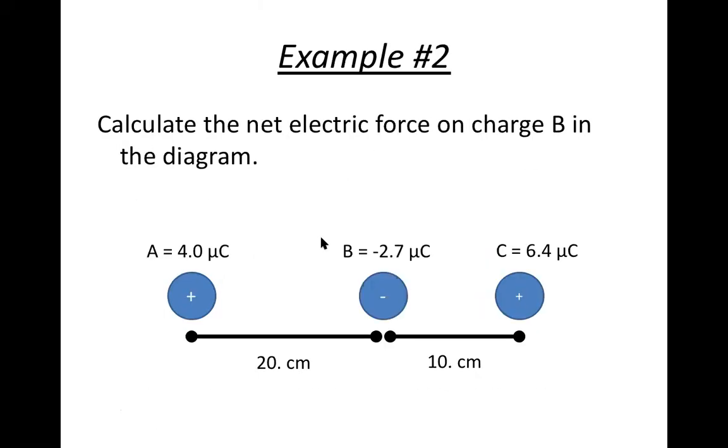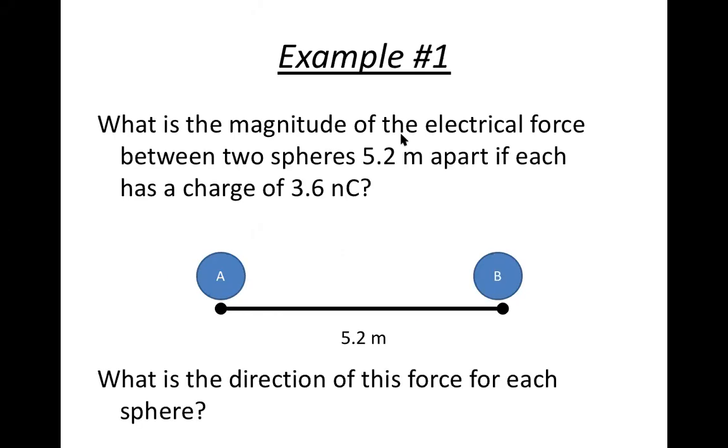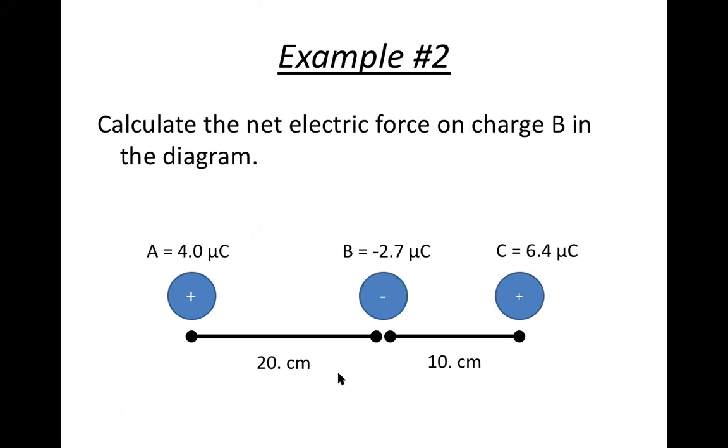Okay, so another example. Calculate the net electric force. I just mentioned, I don't know if you were given the diagram for example 1. When it says what is the direction of this force, if you have a nice diagram, I would accept the arrows instead of the words right and left. You should always have a diagram, but you could also say away from each other if they are both positive, towards each other if they're both negative.